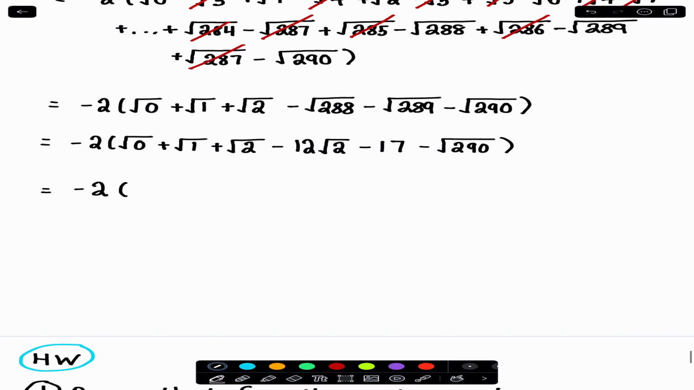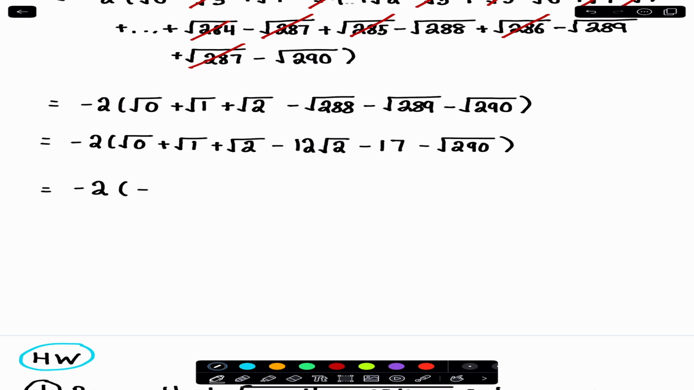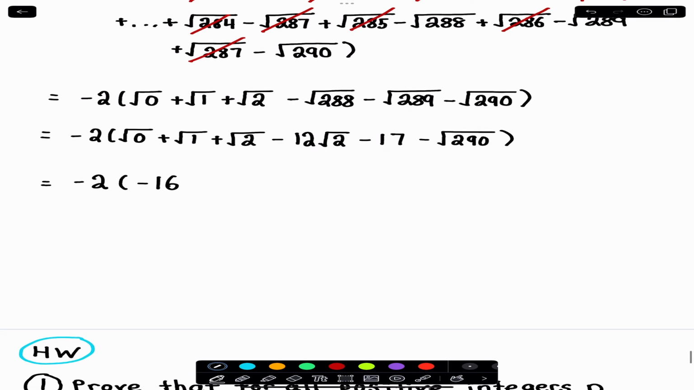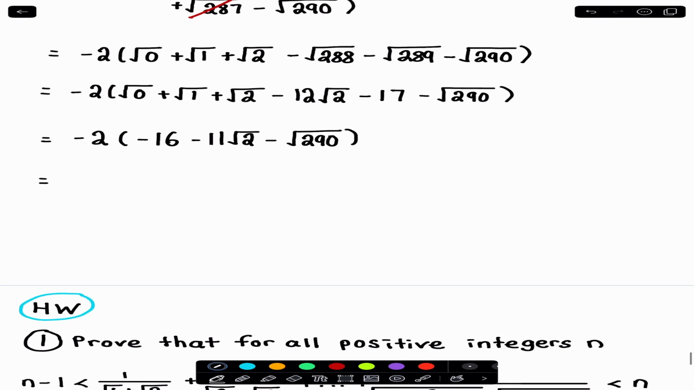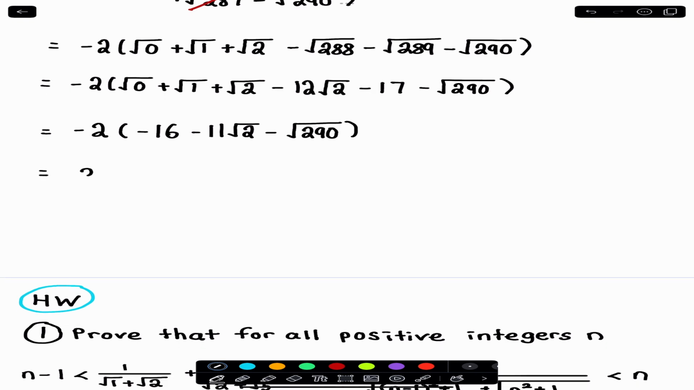And then square root of 1 is just 1. 1 take away 17 is minus 16. Minus 12 root 2 plus, you can imagine there's a coefficient of 1 here. So that would be minus 11 root 2. And then we have minus the square root of 290. And I think we are ready to multiply everything by negative 2 to get our final answer of 32 plus 22 times the square root of 2 plus 2 times the square root of 290.